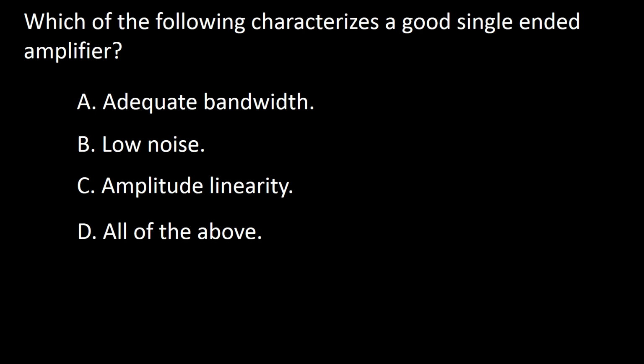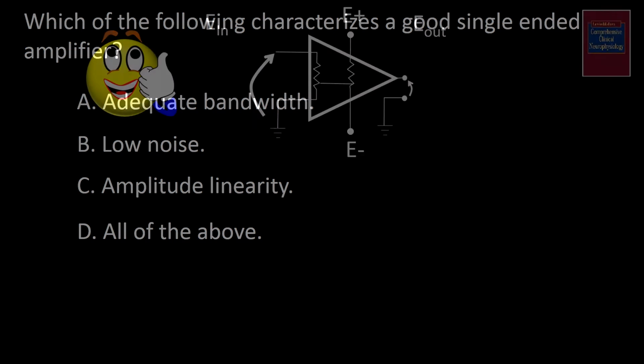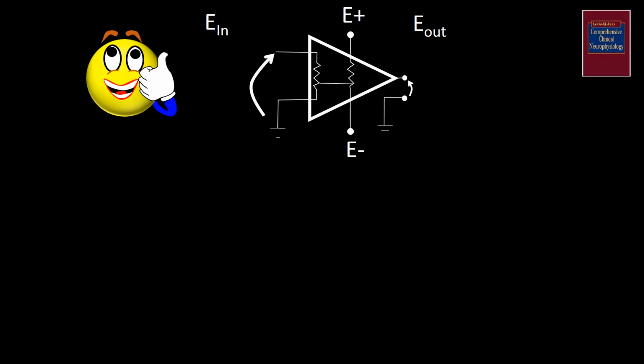Next question. Which of the following characterizes a good single-ended amplifier? A, adequate bandwidth; B, low noise; C, amplitude linearity; D, all of the above. Single-ended amplifiers have one function. That function is to boost electrical activity. Electricity in the United States has 120 volts, but the transformer, one of the initial elements of the EP machine, drops the voltage. So by the time electricity reaches the preamplifiers, the voltage is usually around 10 volts.